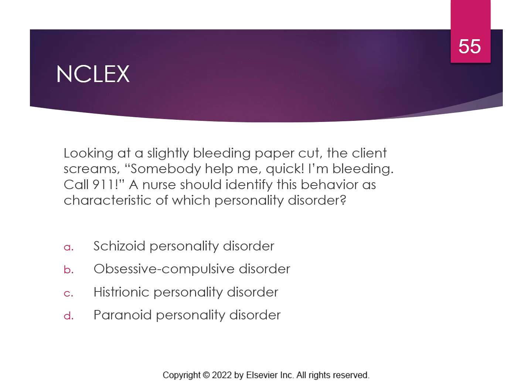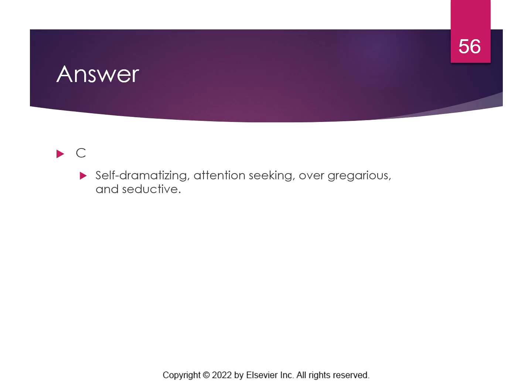Another NCLEX question. Looking at a slightly bleeding paper cut, the client screams, "Somebody help me quick, I'm bleeding. Call 911." A nurse should identify this behavior as characteristic of which personality disorder? Is it schizoid personality disorder, obsessive compulsive disorder, histrionic personality disorder, or paranoid personality disorder? And so it's C, histrionic personality disorder. Just think of hysterical for that one. Self-dramatizing, attention-seeking, over-gregarious, and seductive. Those are words to describe this one.